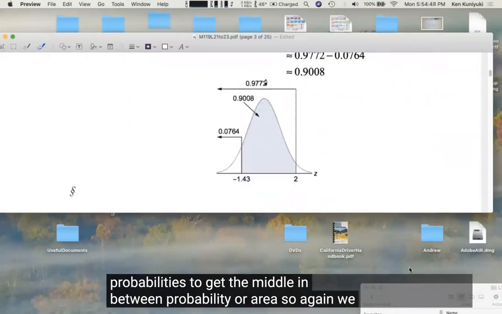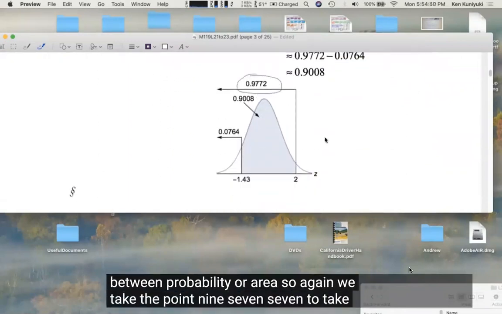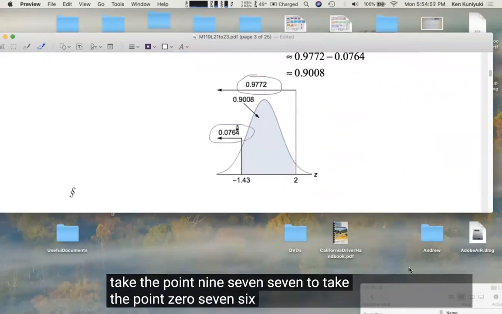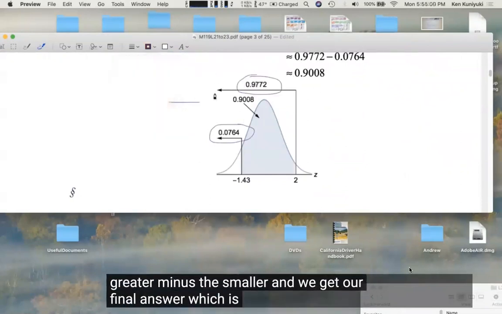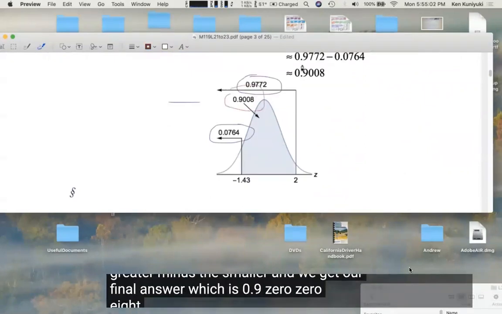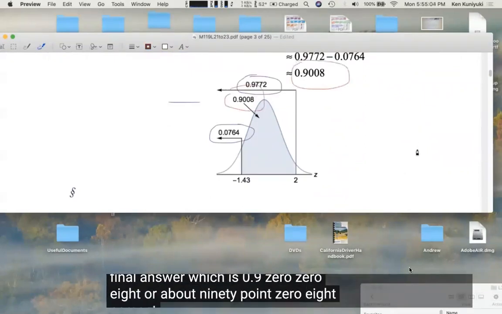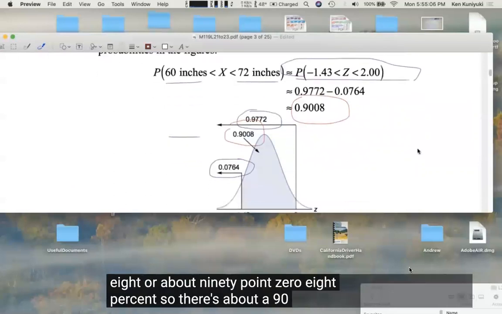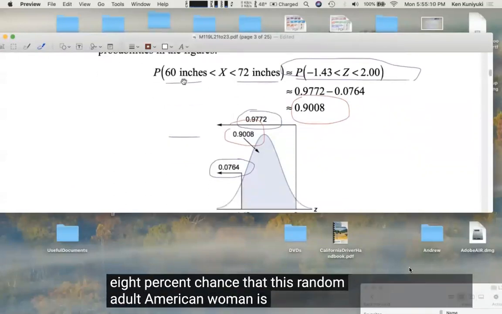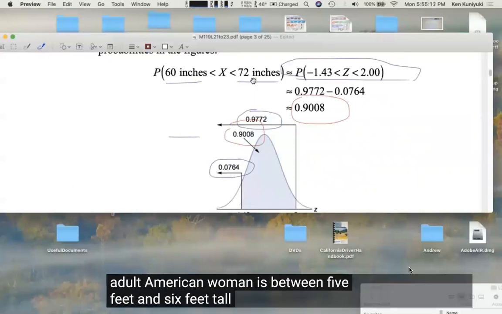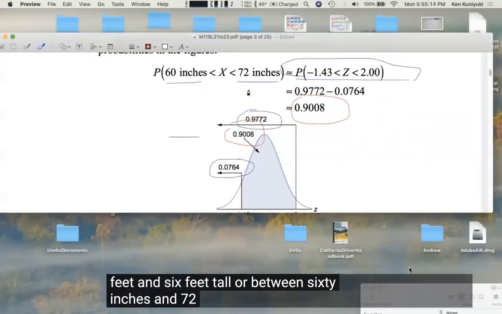So again, we take the 0.9772, take the 0.0764, subtract these two probabilities in order, the greater minus the smaller, and we get our final answer, which is 0.9008, or about 90.08%. So there's about a 90.08% chance that this random adult American woman is between 5 feet and 6 feet tall, or between 60 inches and 72 inches tall.